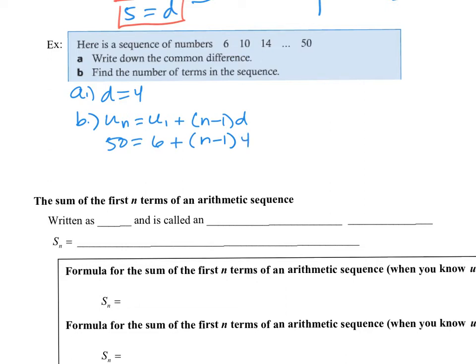All right, so this is a pretty simple equation to solve for n. We would get 50 equals 6 plus 4n minus 4. Now I'm going to subtract 6 from both sides and add 4 to both sides. So 50 minus 6 is 44, and then plus 4 would be 48. So we get 48 is equal to 4n. Divide both sides by 4, so n equals 12. The number of terms is 12.